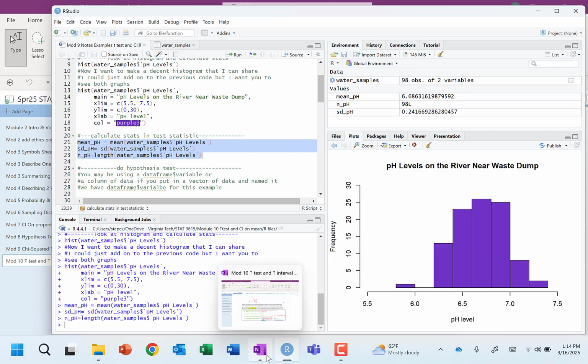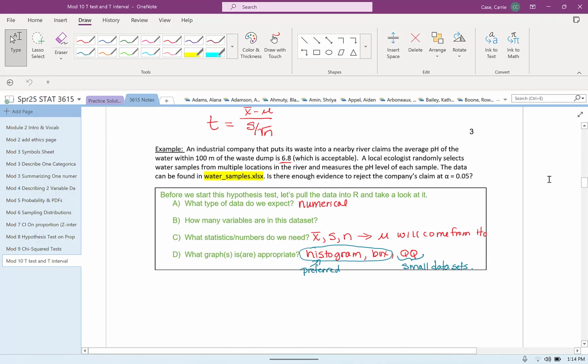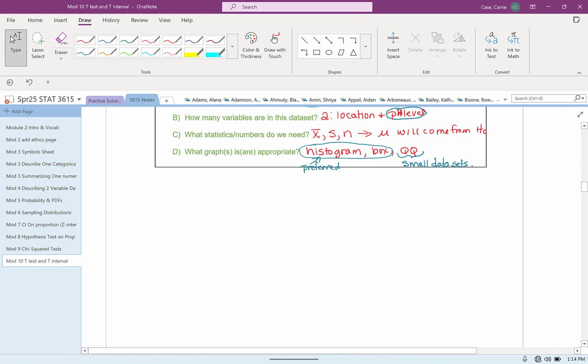Let's go ahead and go back and start working our problem and answer some of these questions. So how many variables were in our data set? There were 2 of them, and they were location and pH level. And the one that we're interested in is pH level because it's the numerical variable and the one we're actually testing. So let's do this hypothesis test.